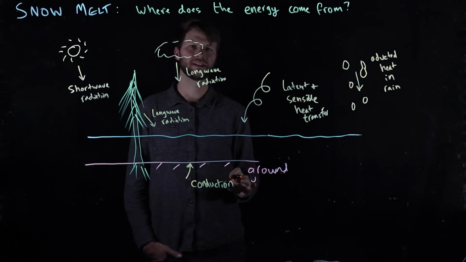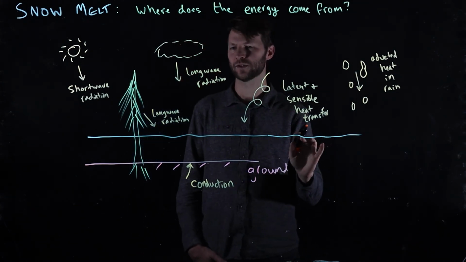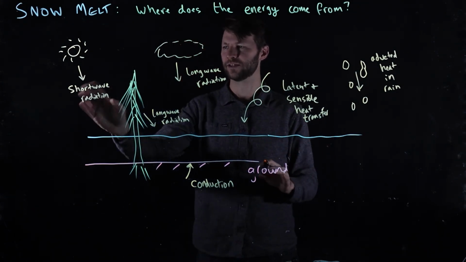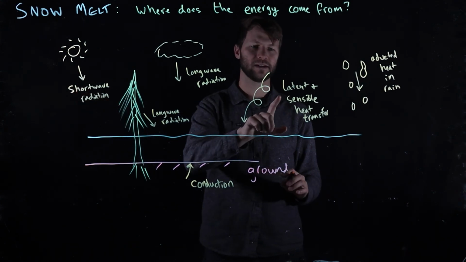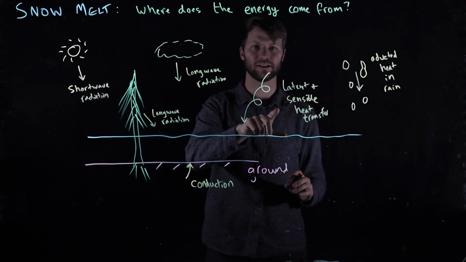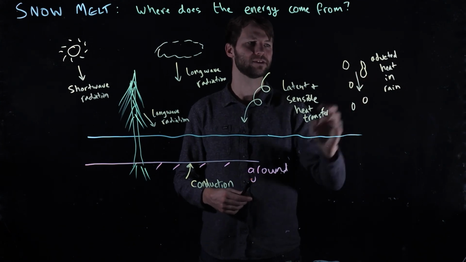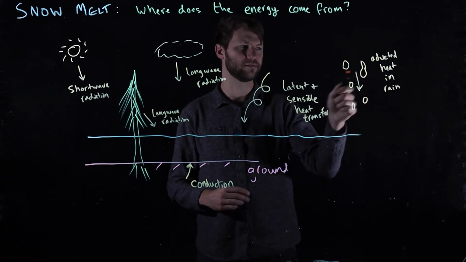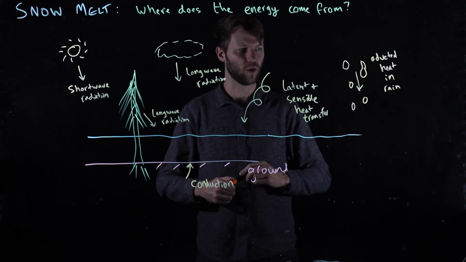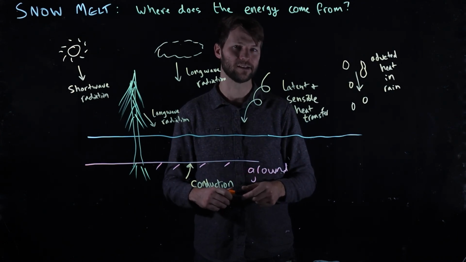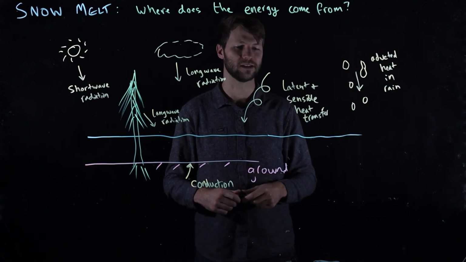At different times of the year, different sources of energy are more important. Shortwave radiation is an important one. Latent and sensible heat transfer is another key one. And then in the Pacific Northwest, the advection of warm water into the snowpack in the form of rain can also be a particularly important source of heat to melt the snow.